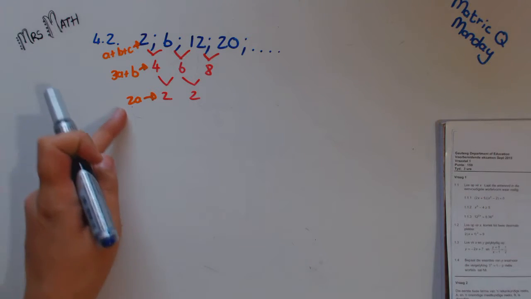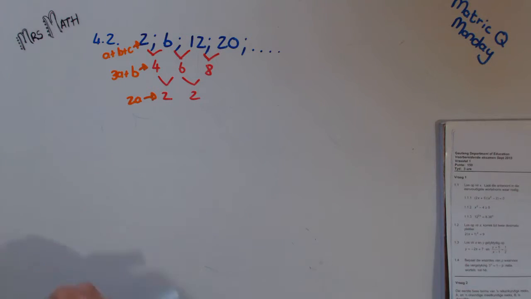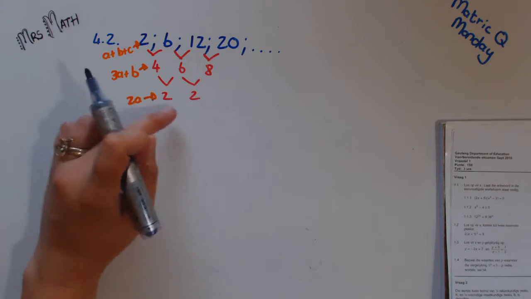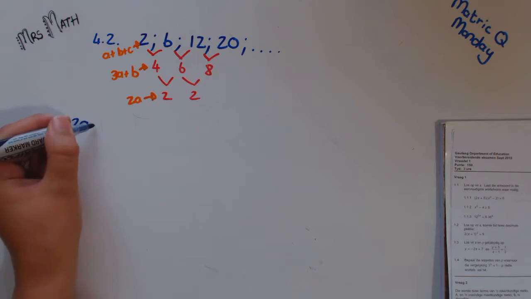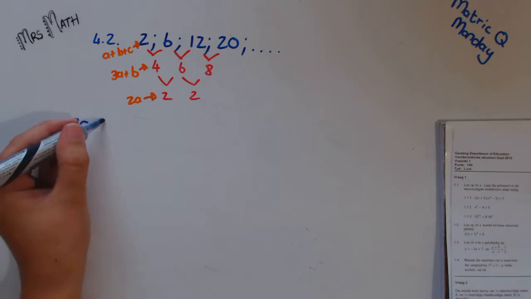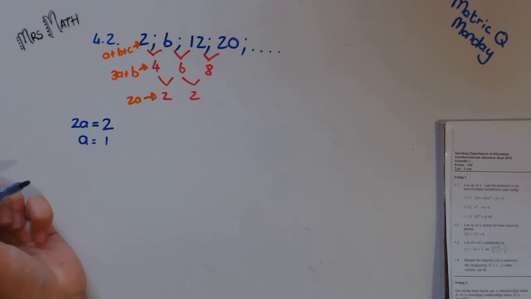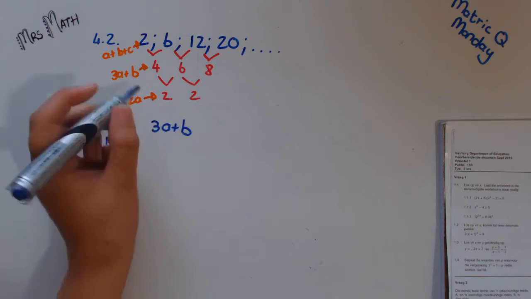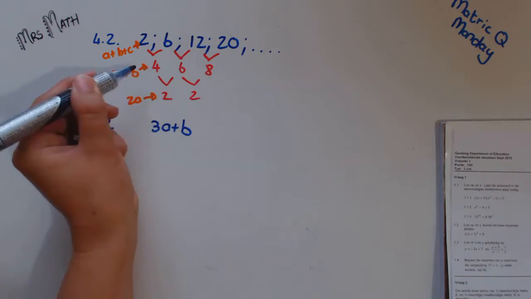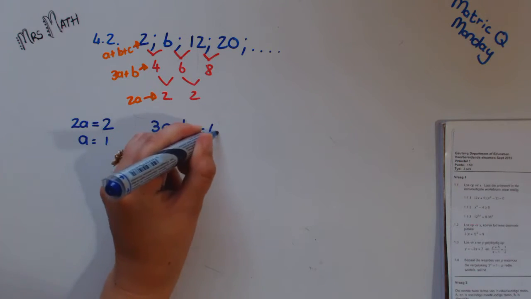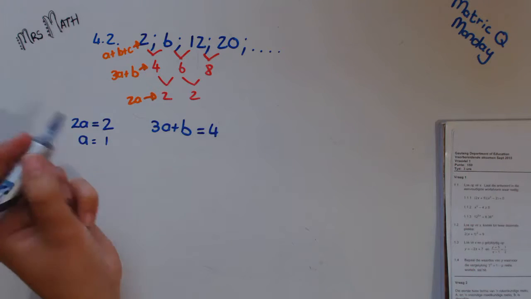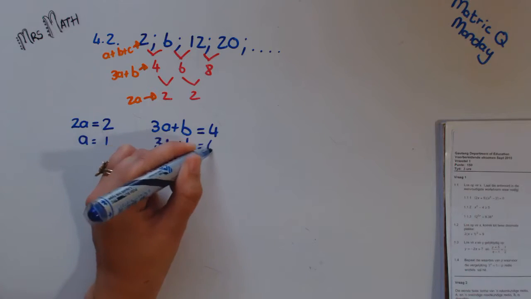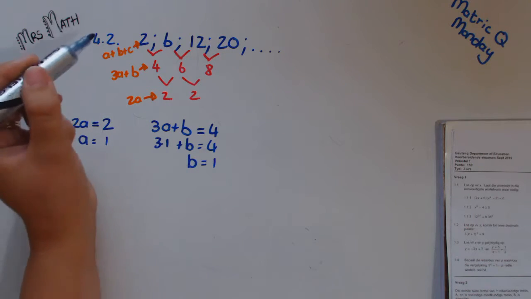I have these three formulas that you must know: 2a, 3a plus b, and a plus b plus c, where 2a is my second difference, and from that I'm going to calculate a. So I've got 2a equals whatever is standing there. In this case, it's 2. So a is 1. And then 3a plus b is always equal to the first one in this row of first differences, which in this case is 4, but whatever is standing there. And if a is 1, this is 3 times 1 plus b, which means b equals 1.